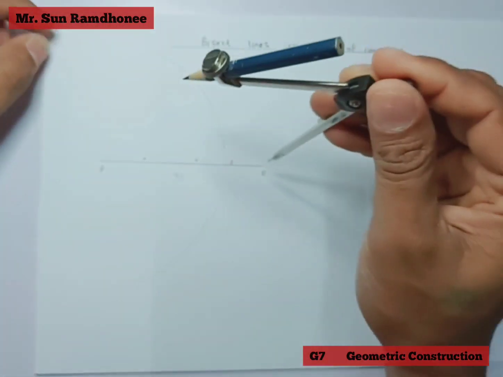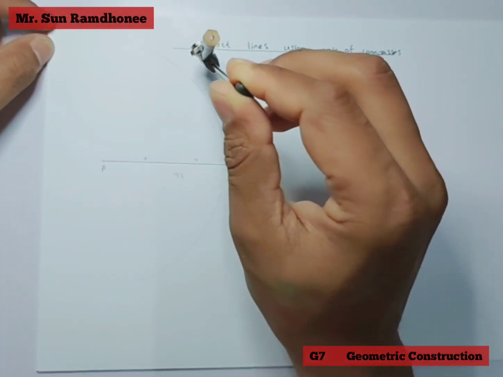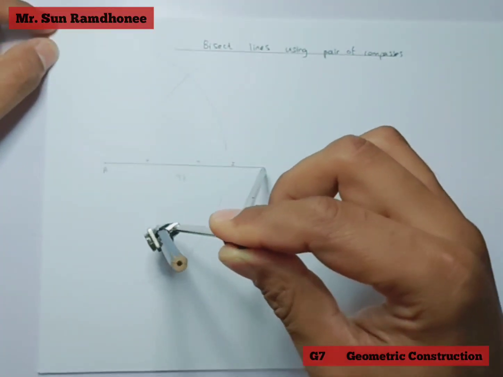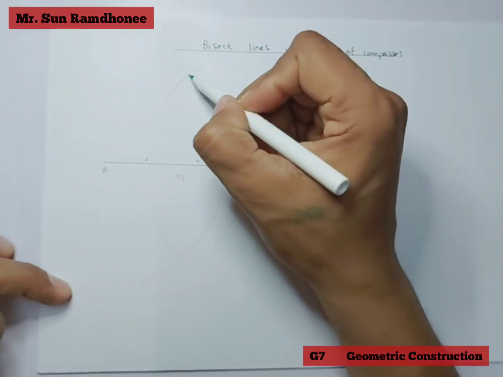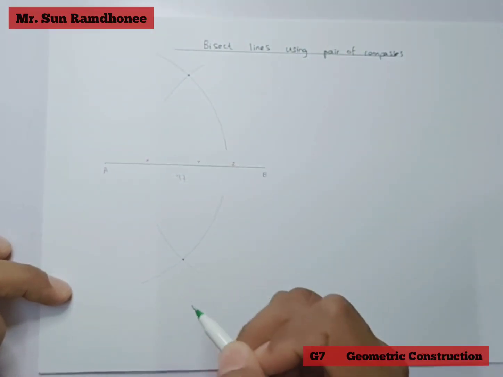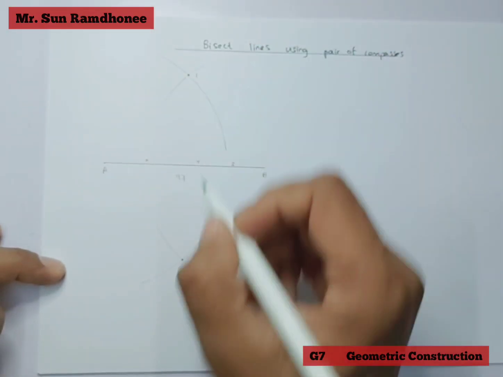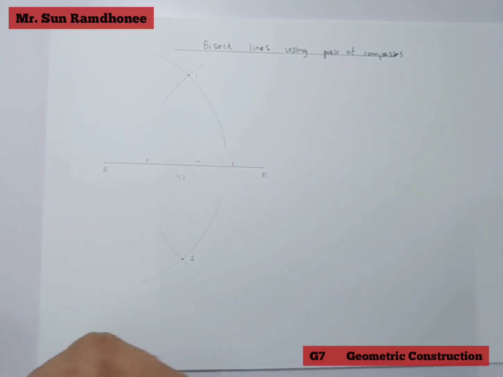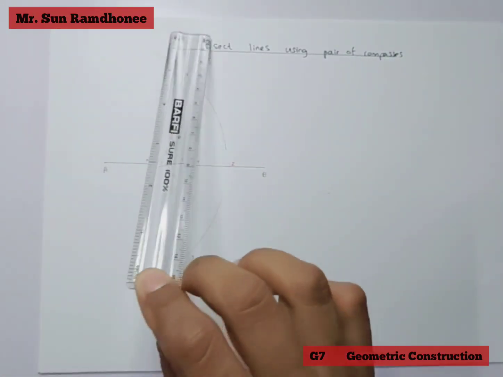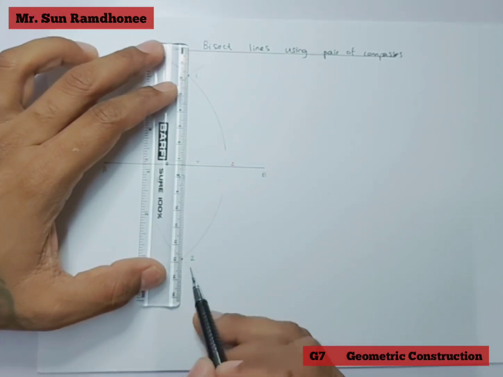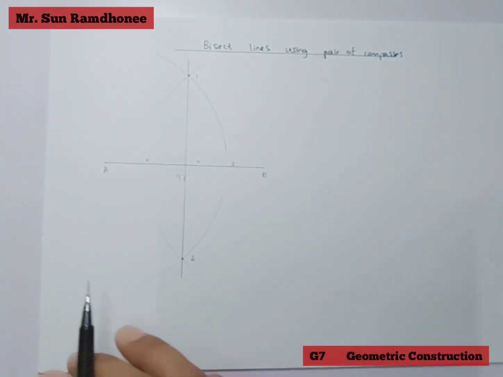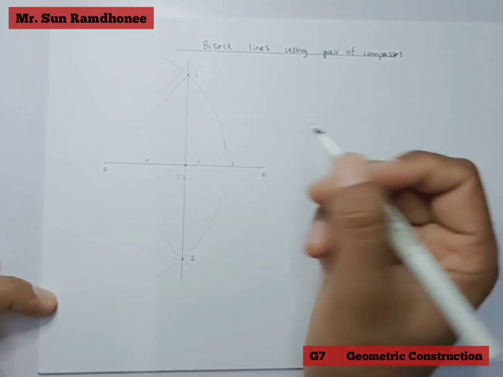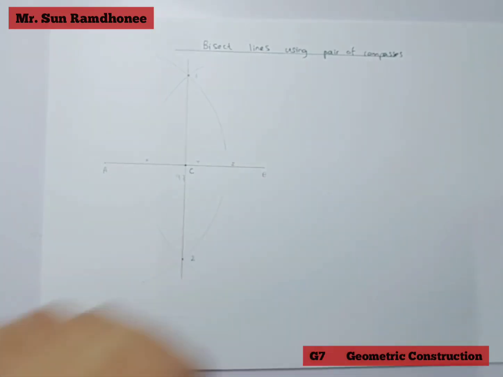I repeat the same step from here. I draw the arc here, and then I'm going to draw it here. It touches at 2 points, here and here. I'm going to call them 1 and 2. And then finally, I'm going to draw the vertical line which passes through these 2 points, like this. And then eventually, I have located the midpoint of this line, which is point C.